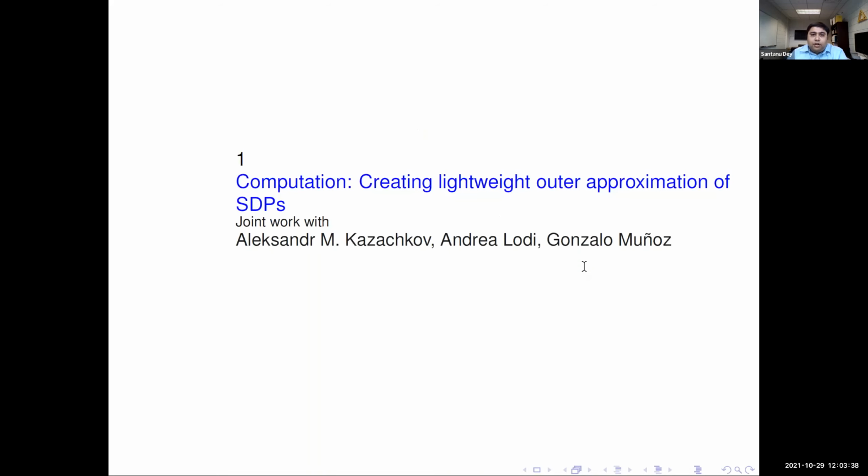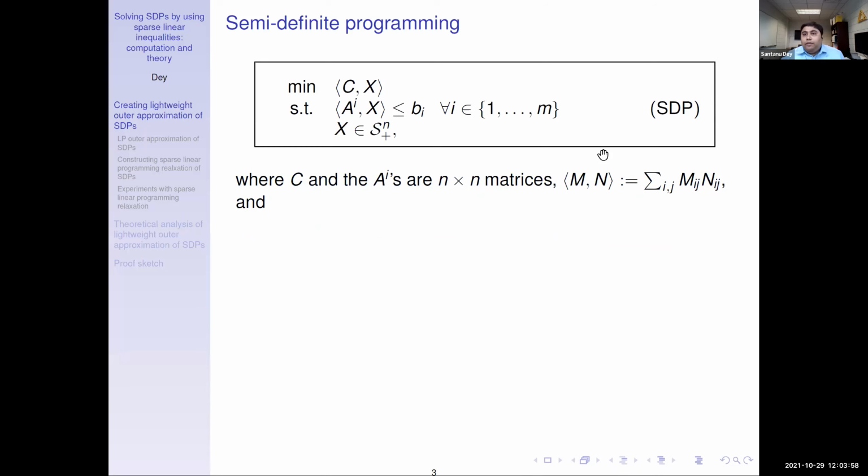The first part of this talk is joint work with Alex Kazakov, Andrea Lodi, and Gonzalo Munoz, and this is about creating lightweight approximations of SDPs. Everyone knows what SDPs are, but let me just set the notation. So this is what SDPs look like.